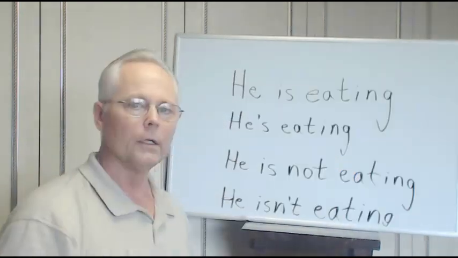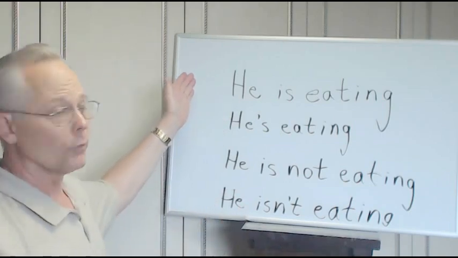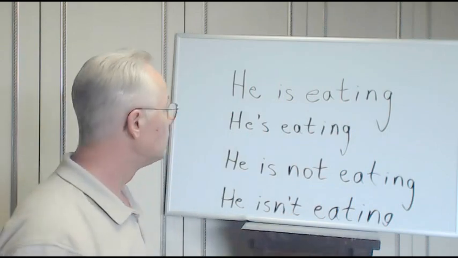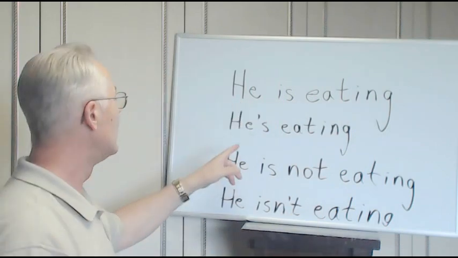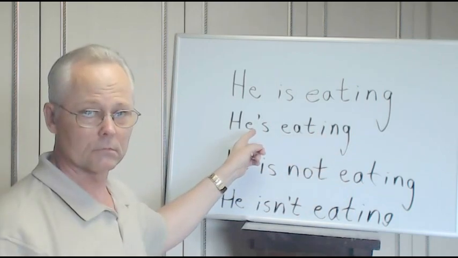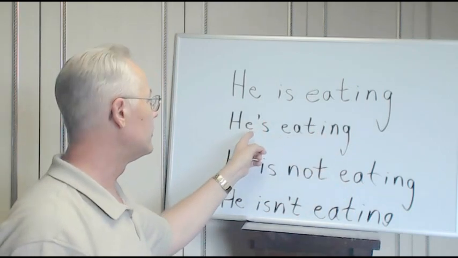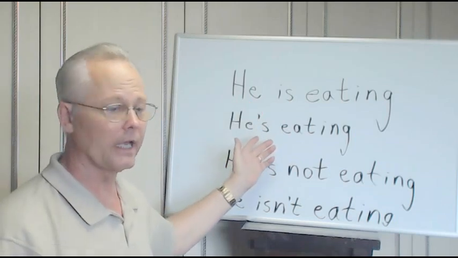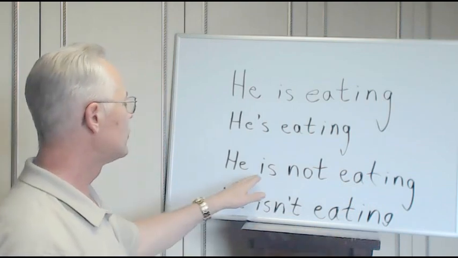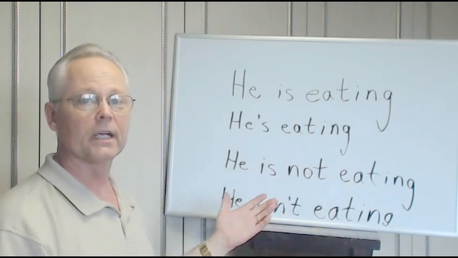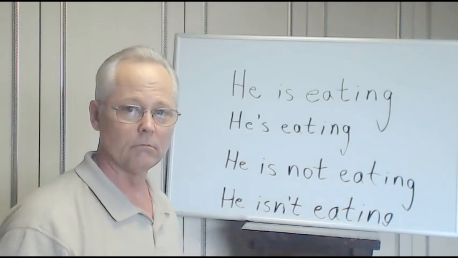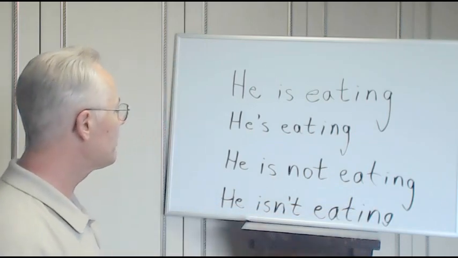Now, take a look at these sentences here. We have, he is eating. He's eating. We contract is and he, perfectly okay to do. He is not eating, so that's the negative. And we can make a contraction here as well. He isn't eating. Okay? Simple stuff.